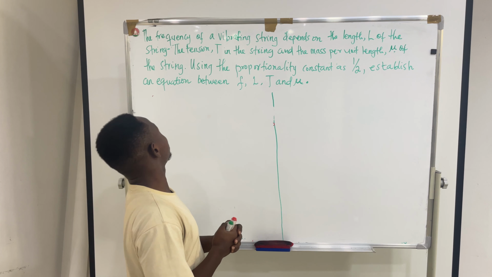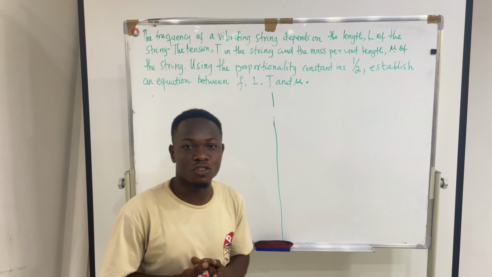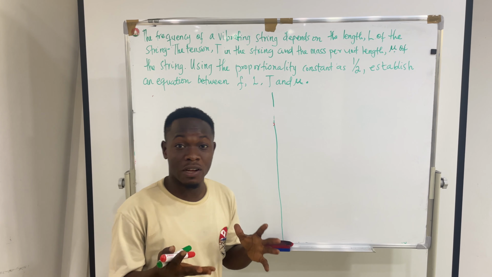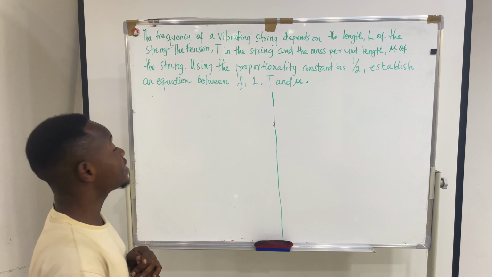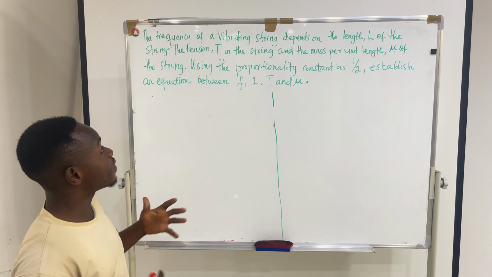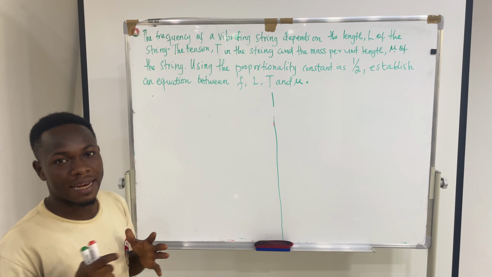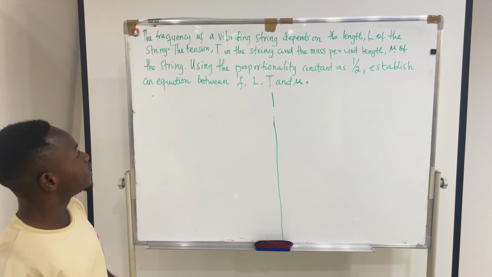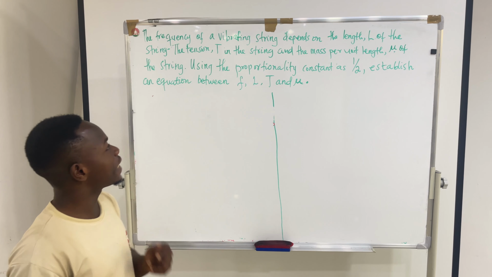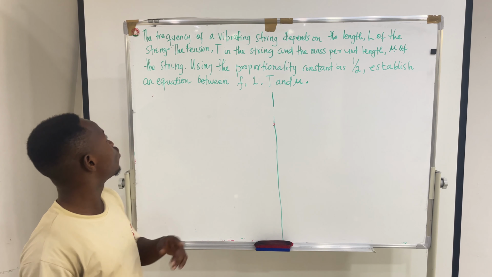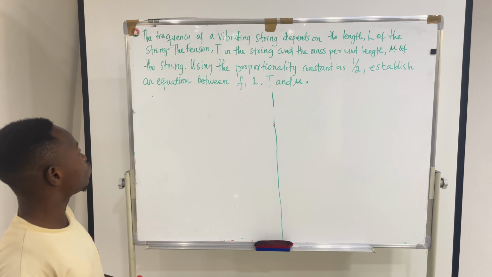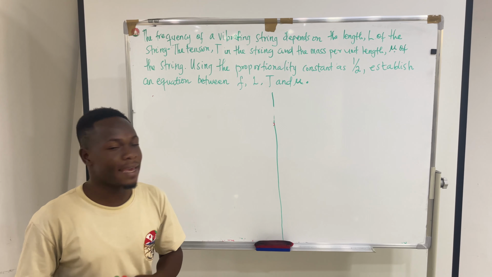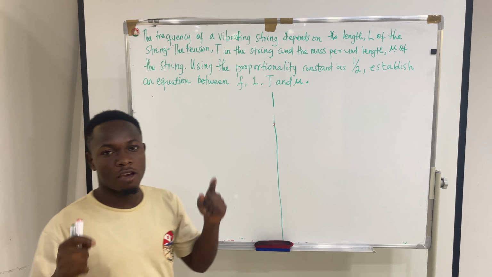So let's begin. This is a question on the use of dimensional analysis. We are going to see how we can use dimensional analysis to solve a question like this. So let's get on with the question. The question says that the frequency of a vibrating string depends on the length L of the string, the tension T in the string, and the mass per unit length mu of the string. Using the proportionality constant as 1/2, establish an equation between F, L, T, and mu.